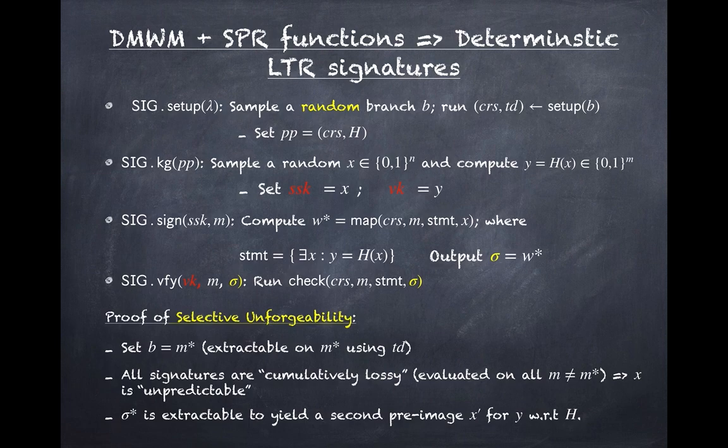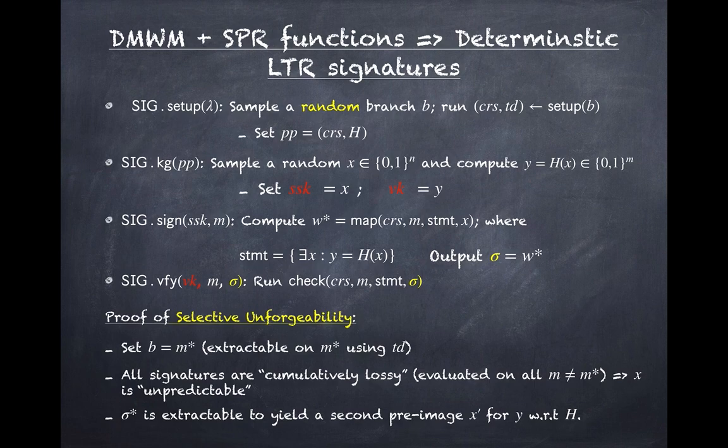The proof of selective unforgeability follows in a rather straightforward way, in the sense that in the proof we set the branch B to be M star. Recall that we only target selective unforgeability, but the adversary gives M star ahead of time. So in the proof we set the branch B to be equal to M star, and note that when the adversary produces a forgery under M star, it should be extractable using the trapdoor, since this is the injective branch.